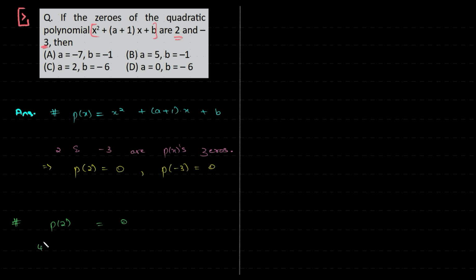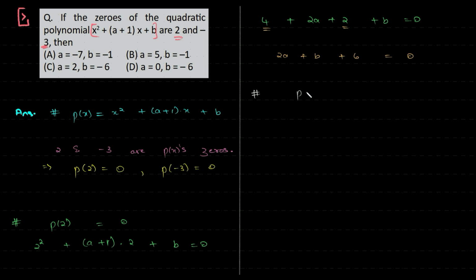We have 2 in place of x, so that will be 4 actually, my bad. 2 square plus a plus 1 into 2 plus b is equal to 0. A bit of simplification: 4 plus 2a plus 2 plus b is equal to 0, and we have these 2 like terms, so we have 2a plus b plus 6 is equal to 0. This is one of the expressions. How to make use of this we'll understand once we get the other expression.